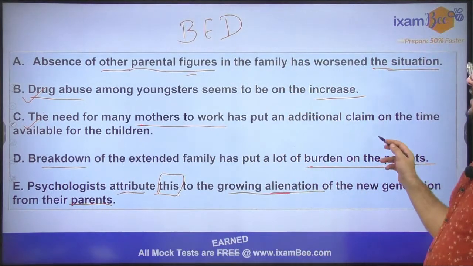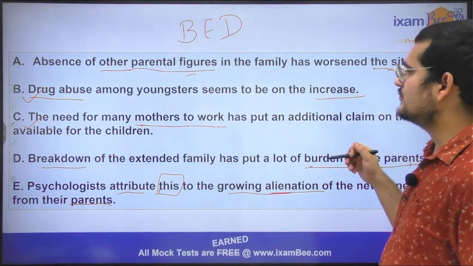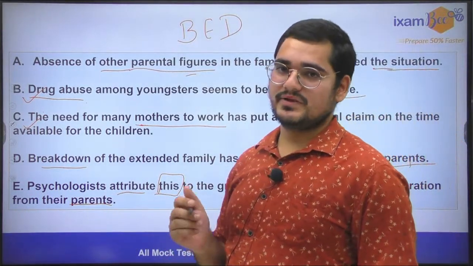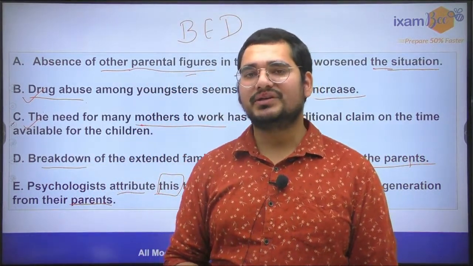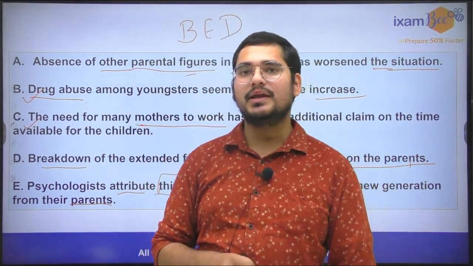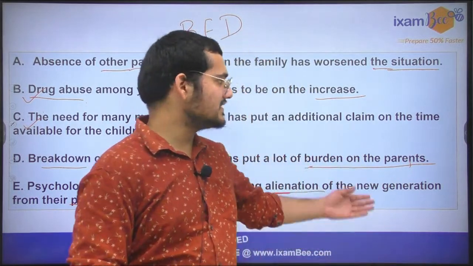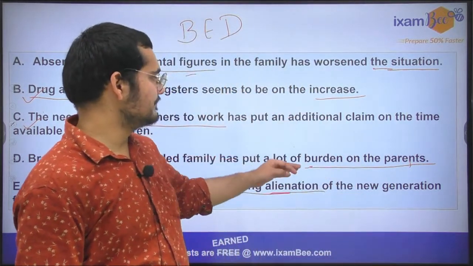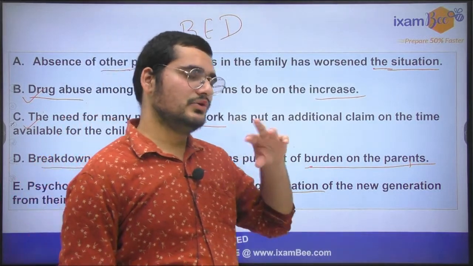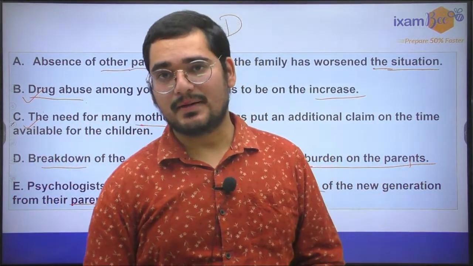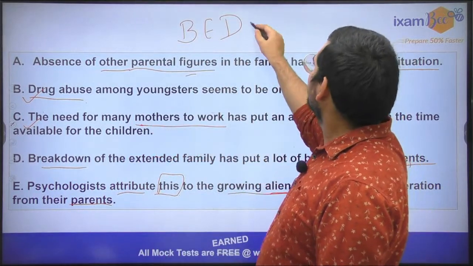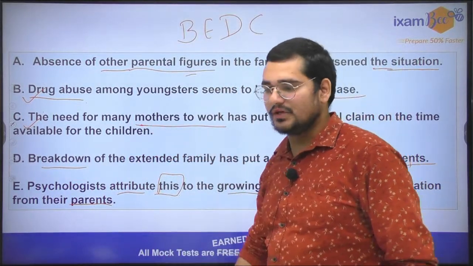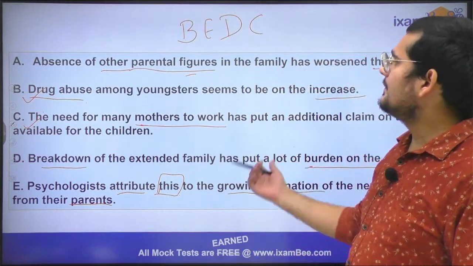So यहाँ पर जो मदर्स हैं, क्योंकि they have to go to their work, so what is happening, okay, it has put an additional claim on the time available for the children. So because of this, now the mothers, okay, they are not able to take enough time for their children. ठीक है? So इस वजह से क्या हो रहा है? इस वजह से ही हो रहा था क्या? जो जनरेशन, न्यू जनरेशन और पेरेंट्स के बीच में एक गैप था. ठीक है? So this would be our fourth.